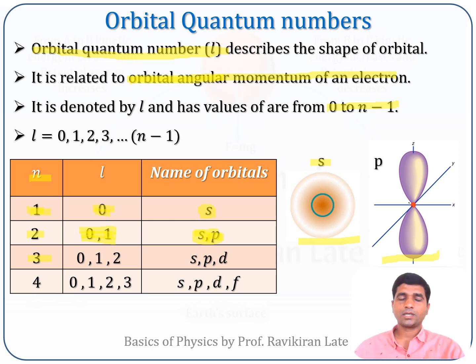For example, if you consider the next principal quantum number, n equal to 3, the possible values of L will be 0, 1, 2. Corresponding to L equal to 0, the orbital will be the s orbital. L equal to 1 will be the p orbital. L equal to 2 corresponds to the d orbital. Similarly you can calculate for L values from 0 to 3, where the different orbitals will be s, p, d and f. Now this is all about the orbital quantum number.